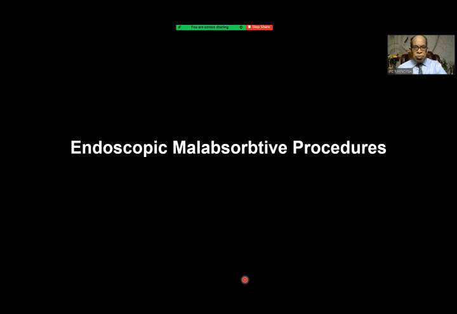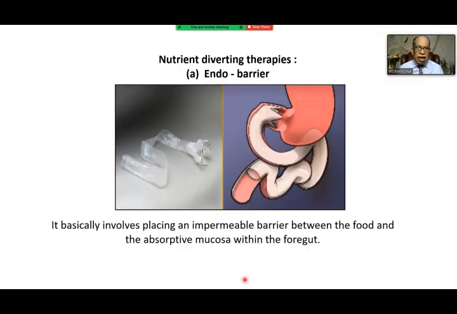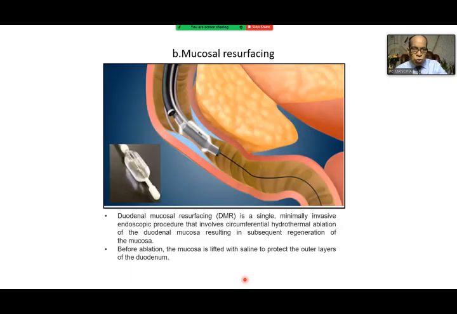What about the endoscopic malabsorptive procedures? We have the endo barrier. It basically involves placing an impermeable barrier between the food and the absorptive mucosa within the foregut. And this is the mucosal resurfacing.